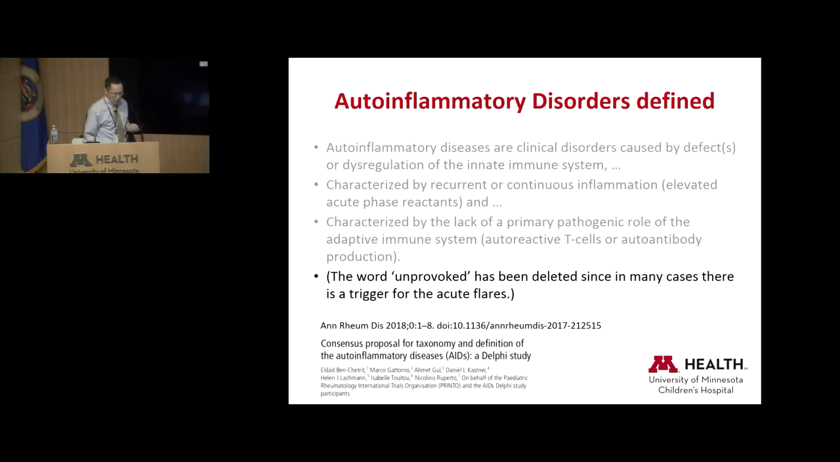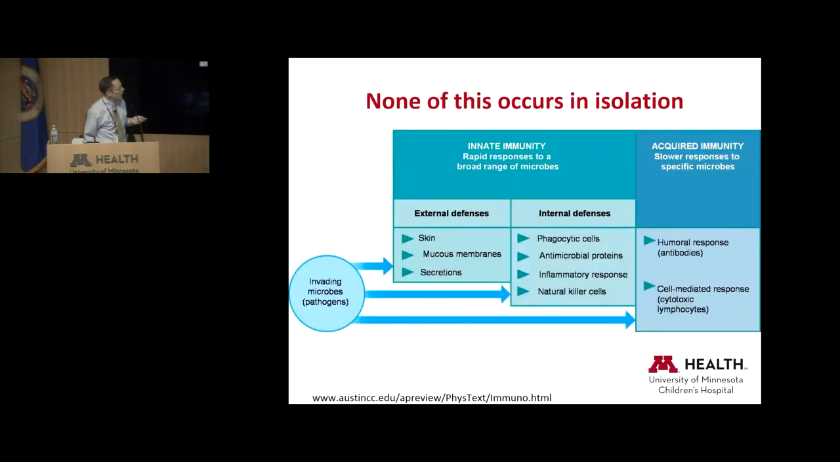So one of the points they made is that the word unprovoked, although it's called autoinflammatory, needs to be taken as self-inflammatory, and that it's an overreaction rather than one occurring in isolation, because actually these are often provoked by events. And again, similar diagram as to what I showed before, but the point is whether it's microbes or damage, these processes can be triggered.